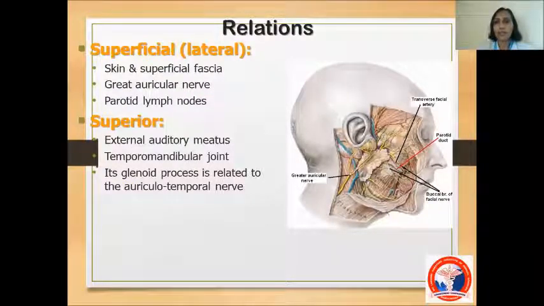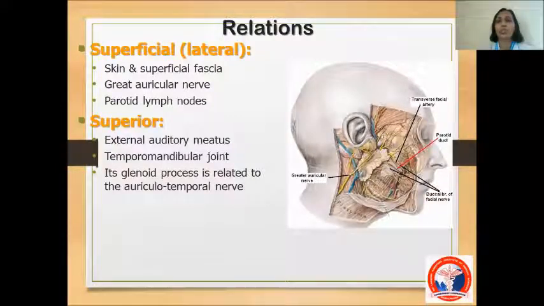Now to discuss the relations of the gland. The gland is superficially related to skin, superficial fascia, and the great auricular nerve and the parotid lymph nodes. These structures lie lateral to the nerve. As we dissect the parotid region, when the skin is incised, we will see the great auricular nerve and the parotid lymph nodes. Then we'll get onto the superficial fascia covering the gland.